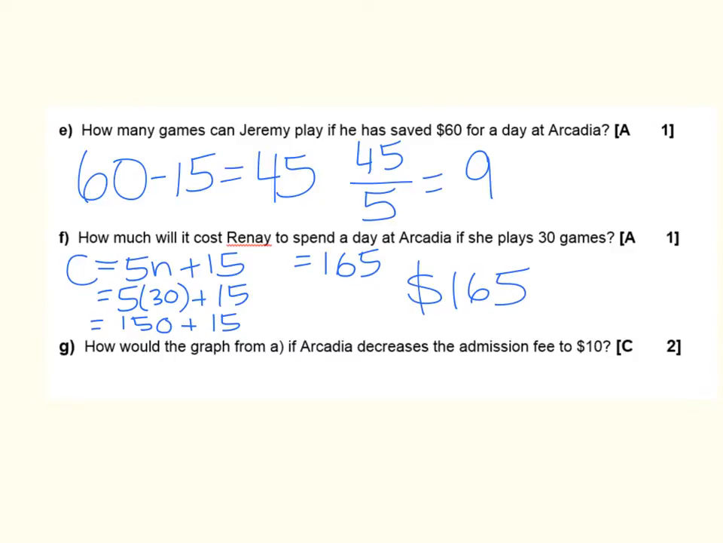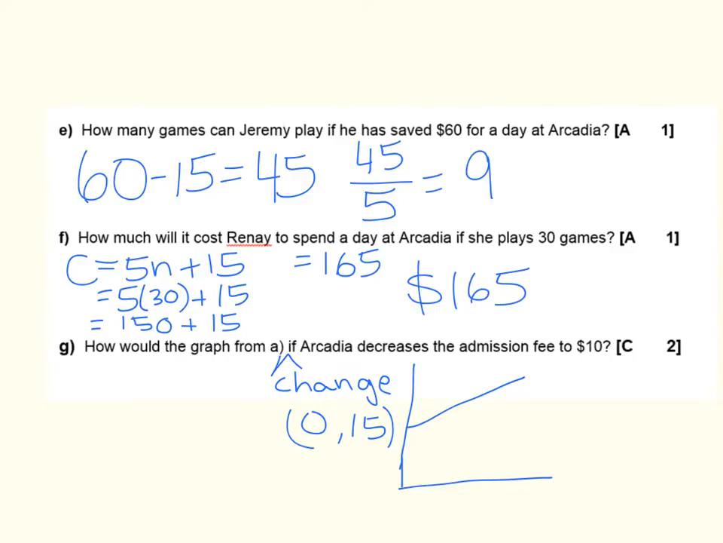Alright, G. How would the graph from A change if Arcadia decreases the admission fee to $10? And this is an older version of the test. I'm sure I put change into the test that you wrote. So how would it change if Arcadia decreases the admission fee to $10? Well, if you recall, the graph that we made earlier looked something like this, and that point there was (0, 15) on the graph. If the admission fee decreases to $10, that just means that the line, the graph, is going to start a little lower on the y-axis. So that's all I would need to write down. The graph starts lower on the y-axis.